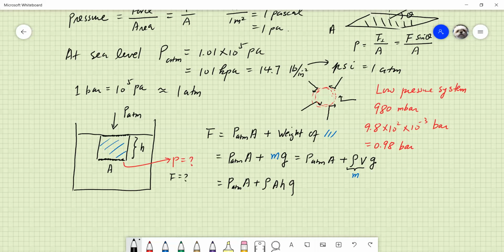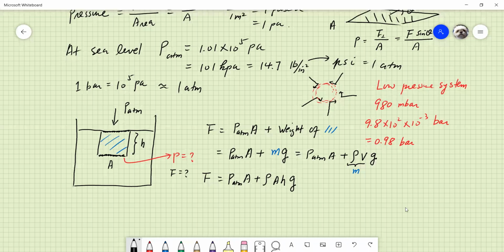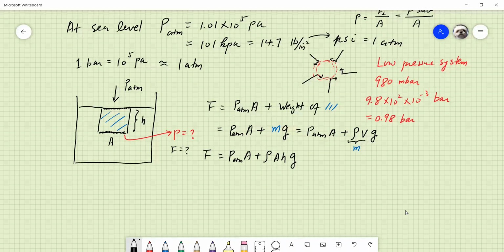And then this is equal to F. Now, what I'm going to do is divide both sides by A, right? So I have F over A equal to PATM plus rho g H. But what is F over A equal to? F over A, you can say, is the pressure at the bottom right here.